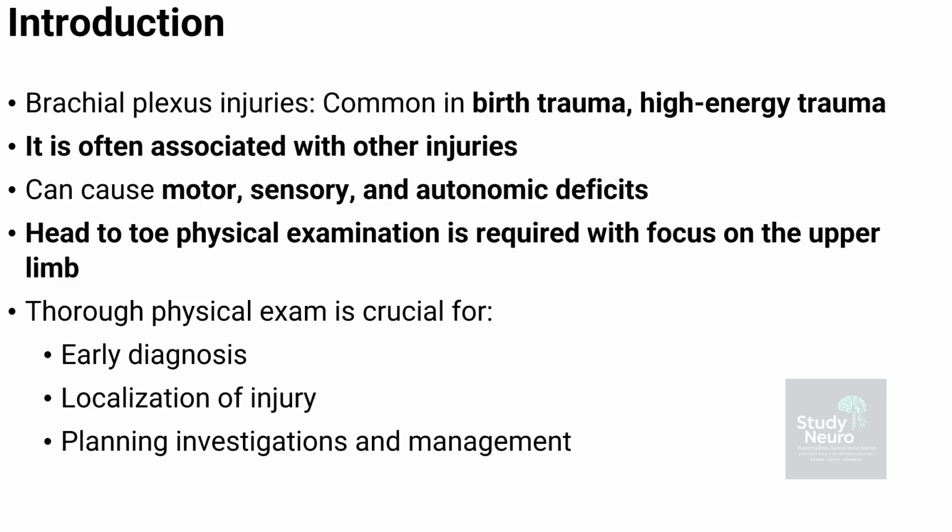Brachial plexus injuries are commonly seen in situations such as birth trauma and high-energy injuries, including road traffic accidents and falls. These injuries rarely occur in isolation and are often associated with damage to surrounding structures. Because the brachial plexus carries motor, sensory, and autonomic fibers, injury can result in weakness, sensory loss, and even autonomic disturbances in the affected limb.